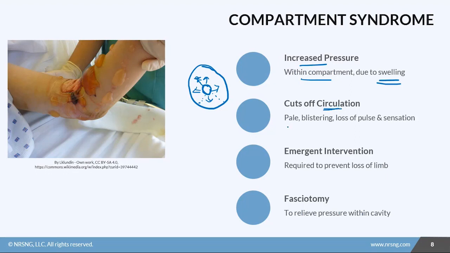Things you might see: the patient's leg or arm extremity might be pale. You may actually see some blistering because of the increased pressure forcing fluid outward. And you may see a loss of pulse and sensation distal to the area. This is an emergency because they have the risk of losing that limb. So we need emergent intervention so we can prevent loss of limb. The main intervention for compartment syndrome is called a fasciotomy. It helps relieve pressure within that cavity.